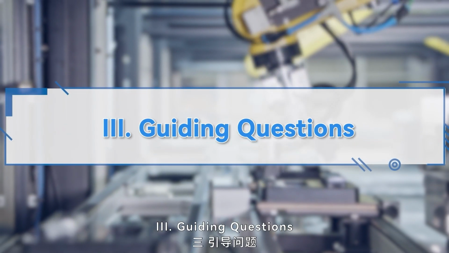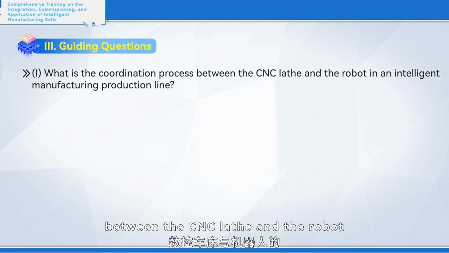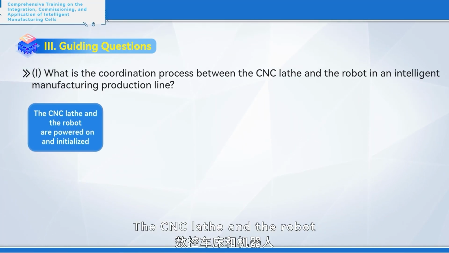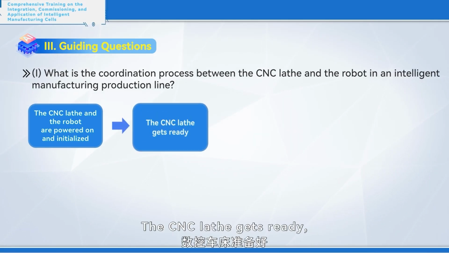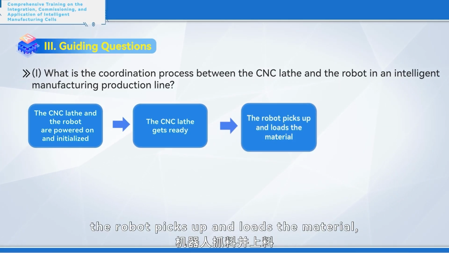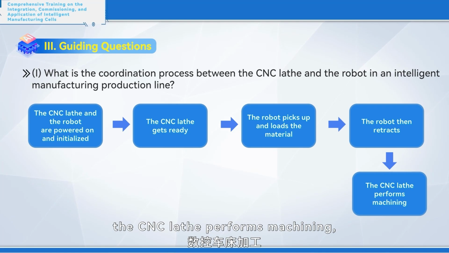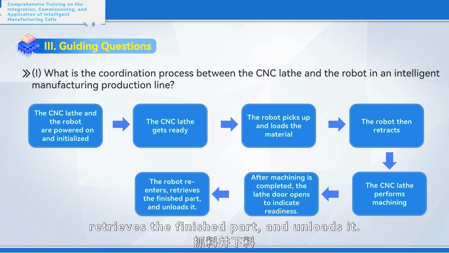3. Guiding questions. 1. What is the coordination process between the CNC lathe and the robot in an intelligent manufacturing production line? The CNC lathe and the robot are powered on and initialized. The CNC lathe gets ready. The robot picks up and loads the material. The robot then retracts. The CNC lathe performs machining, and after machining is completed, the lathe door opens to indicate readiness. The robot re-enters, retrieves the finished part, and unloads it.